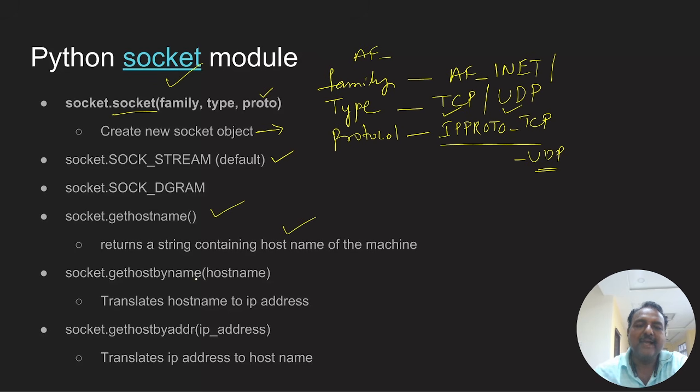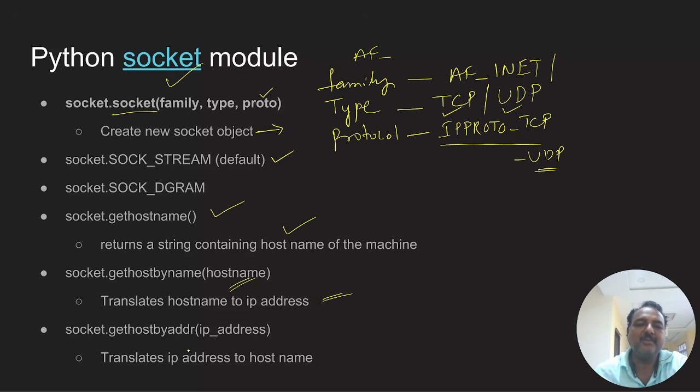We can even update that by passing a host name, translating the host name to an IP address. We can even change the name and the IP address, all those things, by passing an argument into this functionality.